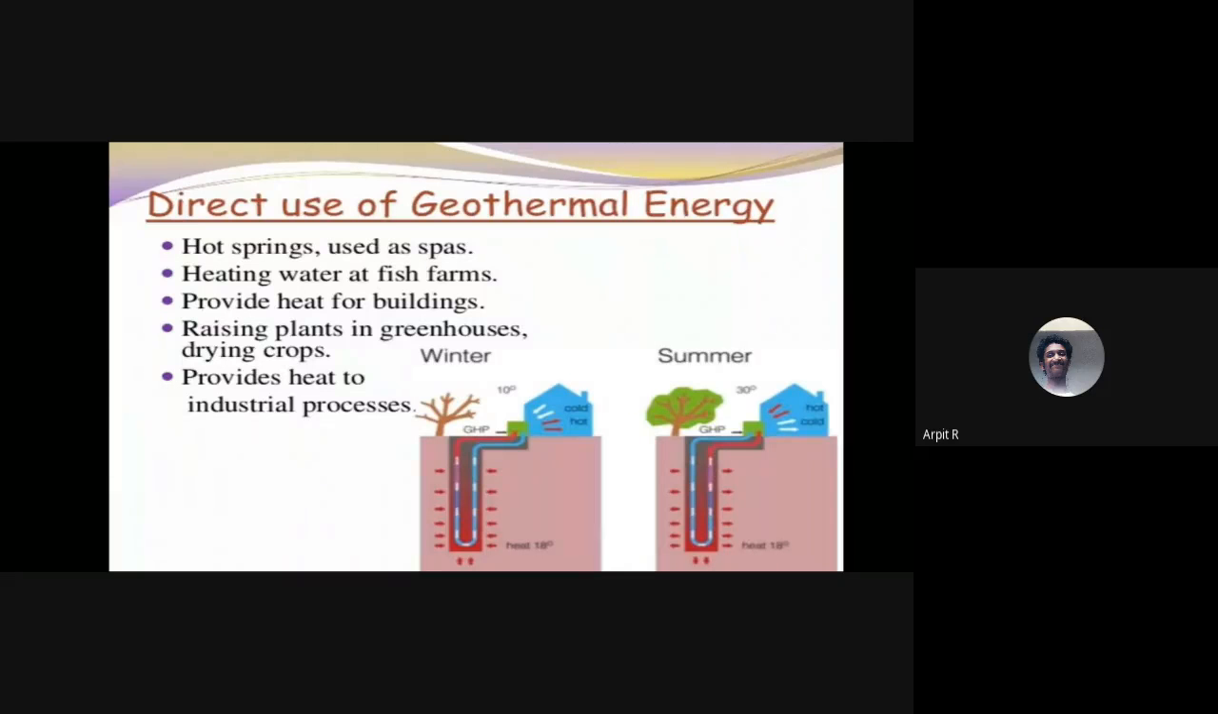Then direct uses of geothermal energy are again: hot springs used as spas, heating water at fish farms, providing heat for buildings, raising plants in greenhouses, drying crops, and providing heat to industrial processes.